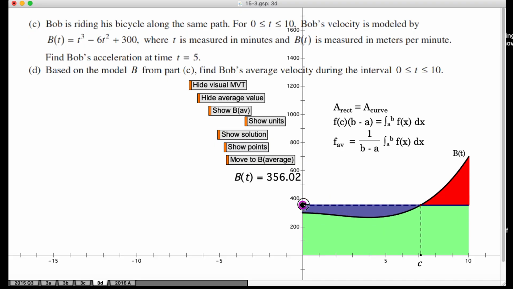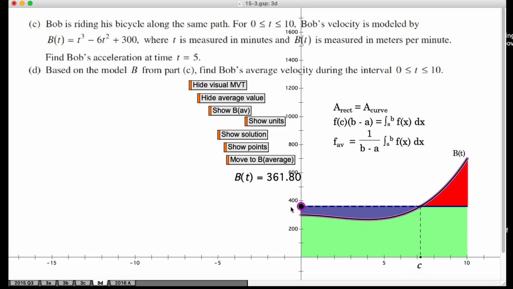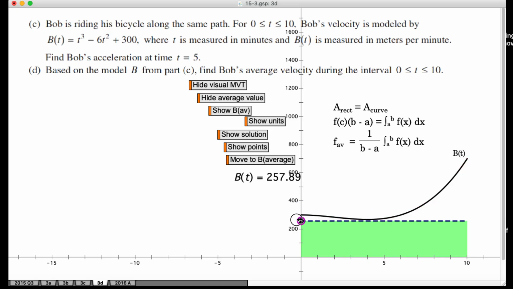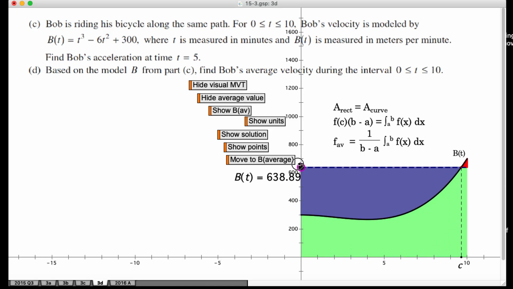Okay, and so that average height is when I get the area of the rectangle equal to the area under the curve, when I get these two regions, the red and the blue regions, of equal size, then that would be the average value. And you can see in this case, I did it for this function b of t, it's approximately 361, okay? And again, 360 is between the lowest value on the function and the highest value on the function.